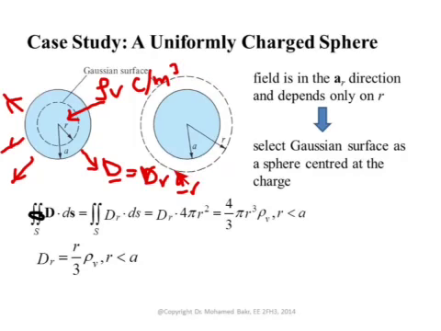Okay? What will happen if I select my Gaussian surface outside? Everything will be exactly the same. The integral of Dr dot dS will give you Dr 4 pi r squared, but the only difference is that the charge enclosed is the total charge inside, not only part of the charge as shown here. This is part of the total charge, while here this is the total charge. What is the total charge? It is 4 over 3 pi a cubed, not r cubed, a cubed, multiplied by the volumetric charge density, and this will give us a completely different expression.